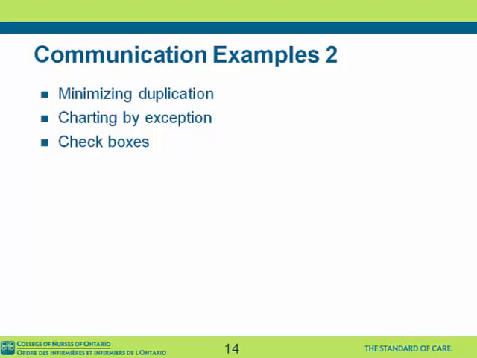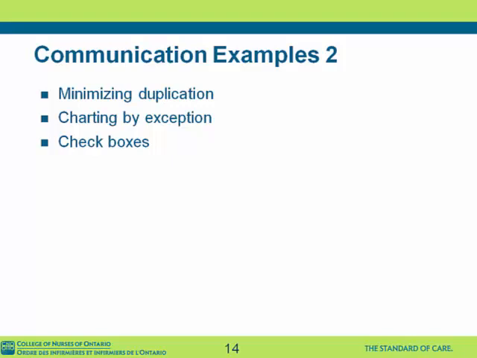Another documentation method is charting by exception. Facilities that use charting by exception ensure that assessment norms and standards of care are explicit. It is not appropriate to use charting by exception unless normal assessment parameters or standards have been set. Everyone must use the same approach to documenting unusual events. If some nurses use a narrative approach while others document only exceptions, then communication may break down.